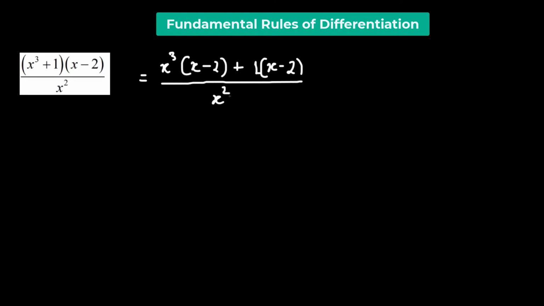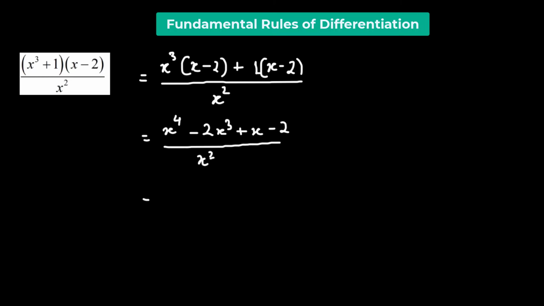So we need to find the derivative of the given function. We begin by first simplifying the expression. We are going to multiply the two terms in the numerator. So we have x cubed multiplied to x minus 2, plus 1 multiplied to x minus 2, divided by x squared. So we have x squared times x, which will be x raised to the power of 4, minus 2x cubed plus x minus 2, divided by x squared.